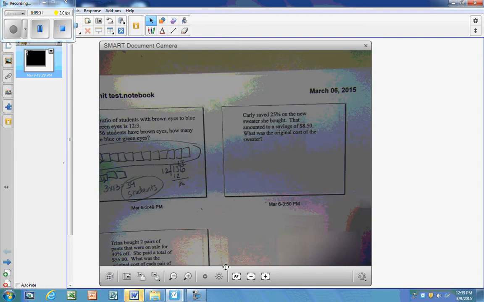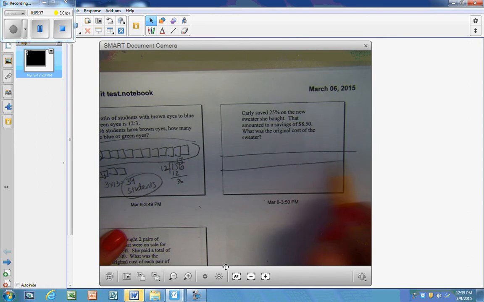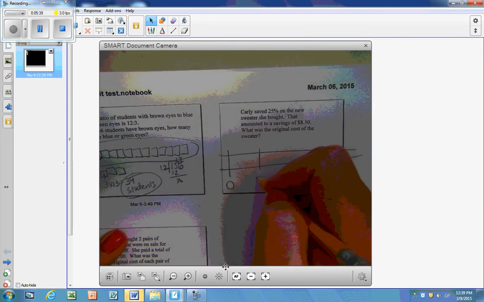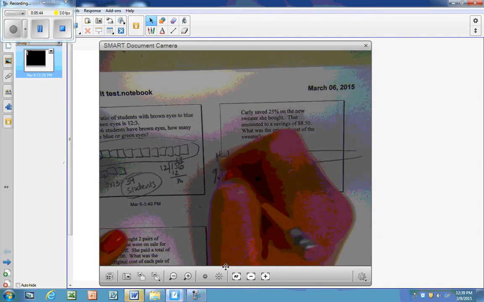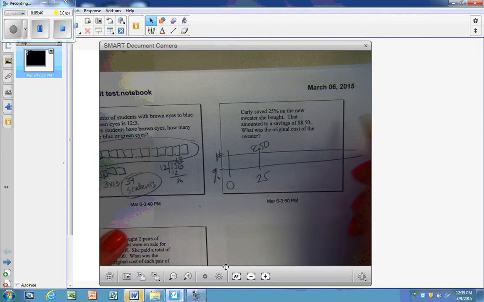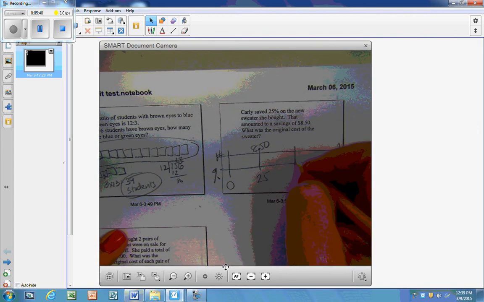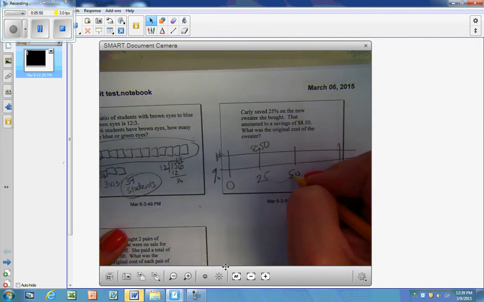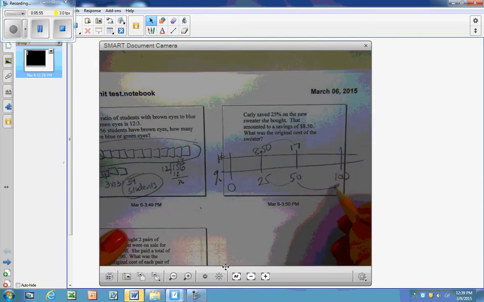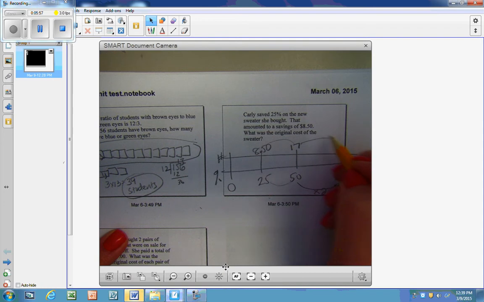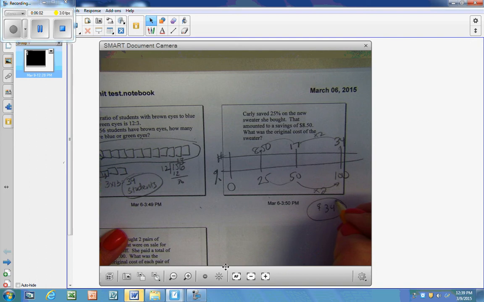Okay, Carly saved 25% on the new sweater she bought. That amounted to a savings of $8.50. What was the original cost of the sweater? So if 25% was $8.50, and I'm trying to find 100%, let me build up to 50%. So 25 times 2, so this would be times 2, would be 17. And then to get to 50% to 100, times 2, times 2, that would give me 34. So the original price of the sweater would be $34.